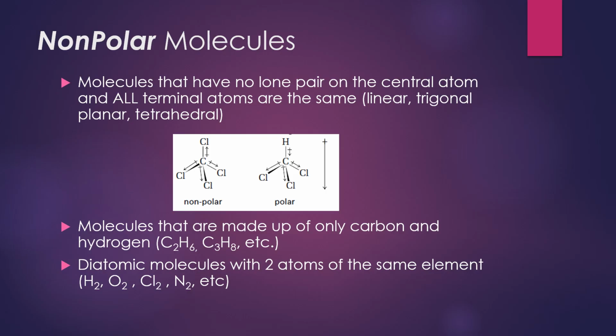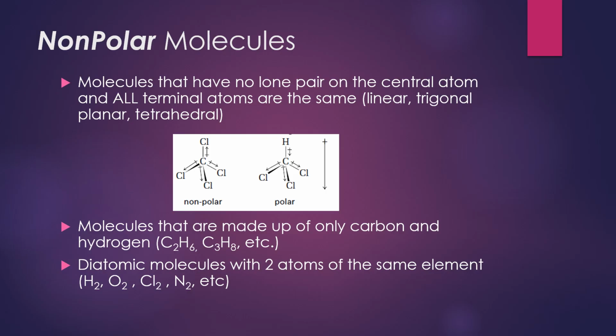Another way to figure out if the molecules are polar or nonpolar is by applying the rules on the following slides. For this first slide, we're talking about nonpolar molecules. You can actually apply these rules to the Lewis structure. You don't even have to know the molecular shape of it. The first rule says molecules that have no lone pair on the central atom and all terminal atoms are the same are going to be nonpolar.